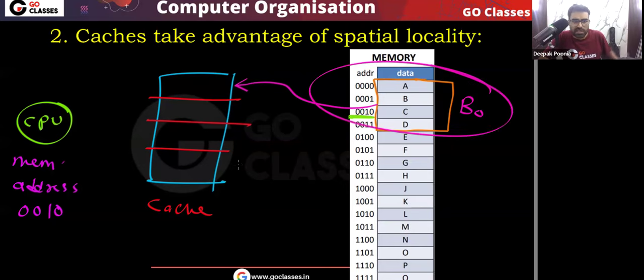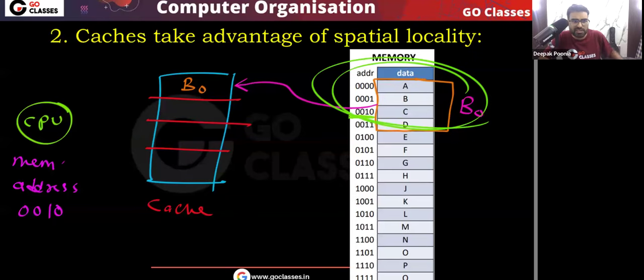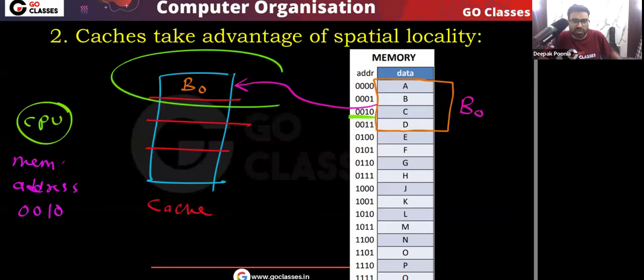Then you can see this CPU is interested only in this data C at this address 0010. But to take advantage of the spatial locality property, we will fetch this block of data from main memory to cache memory. Right now the CPU is accessing this memory address, and by the spatial locality property, very soon the CPU will access the nearby addresses. So if we fetch this block of data to the cache memory, then if the CPU accesses nearby addresses, for example this address, the CPU will find it in the cache memory, so there will be a cache hit. This is called taking advantage of the spatial locality property.